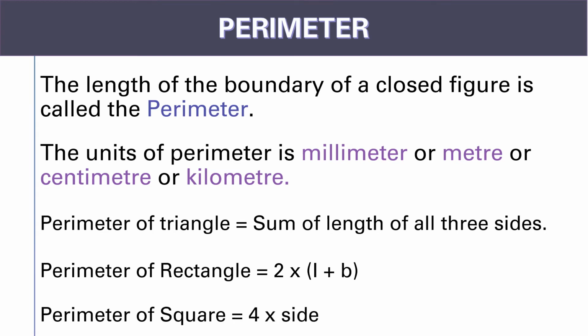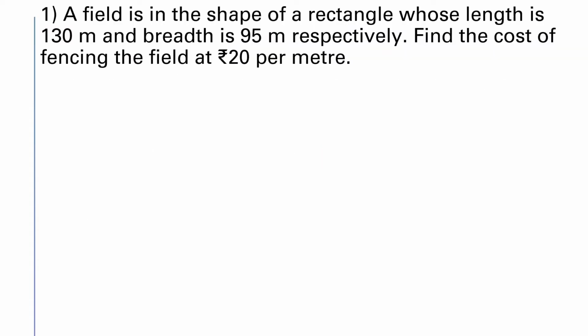Let's try using these formulas with a few examples to see how it works. Question number 1. A field is in the shape of a rectangle whose length is 130 meter and breadth is 95 meter respectively. Find the cost of fencing the field at rupees 20 per meter. See, in this question we have to find out the cost of fencing, and fencing means length of the boundary, that means perimeter. So first we find the perimeter and then we will find out the cost of fencing.